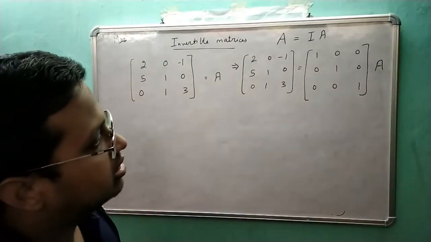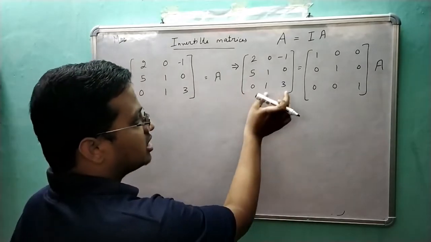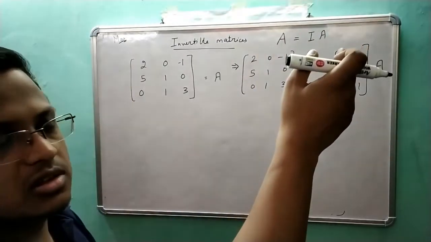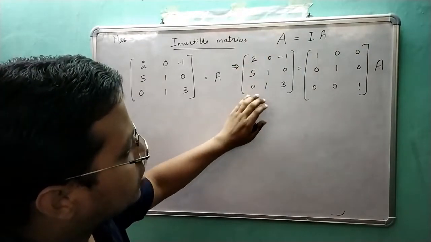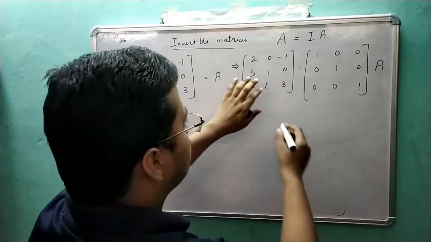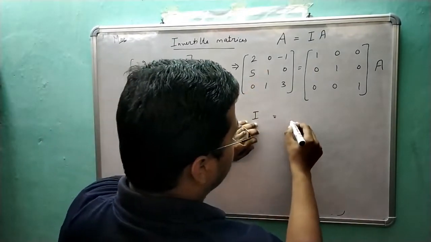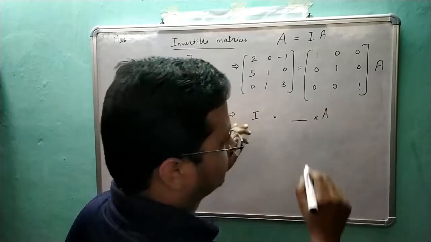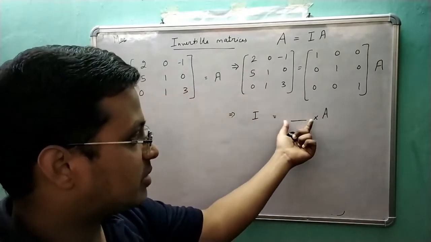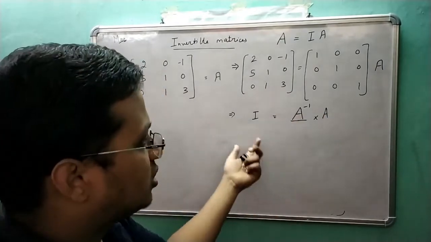So the concept here is, by using elementary row transformations, we will change this to the identity matrix, and as we are changing this to the identity matrix, the identity matrix will also change to something. So now if our LHS somehow becomes I, we will get a matrix into A. Now what will this matrix be? This will be the inverse of A. So this is our concept.